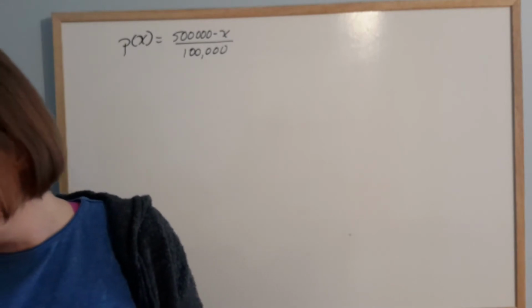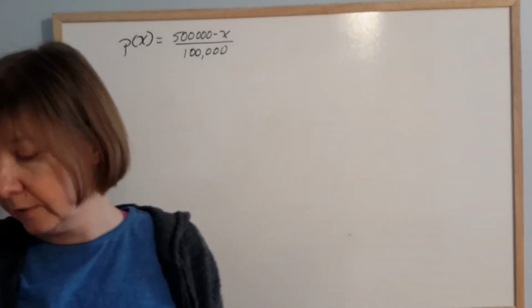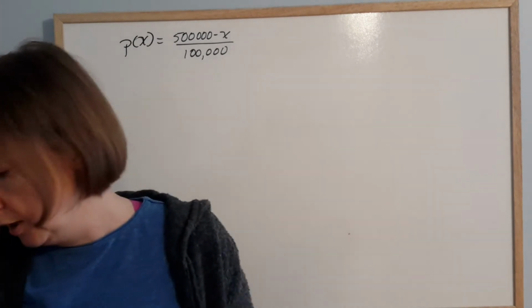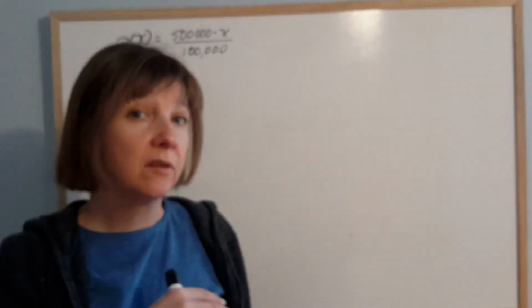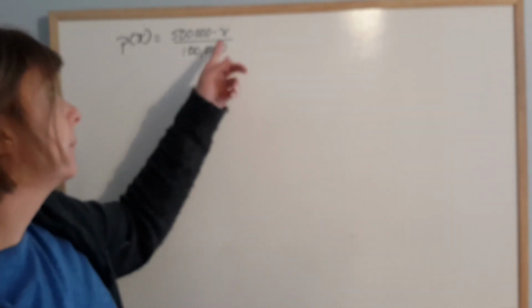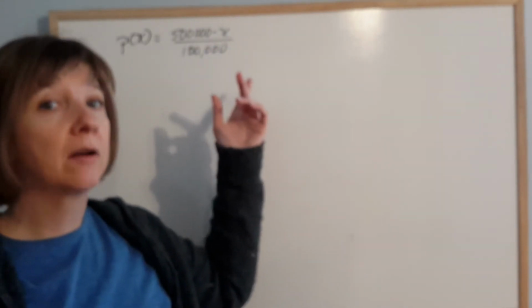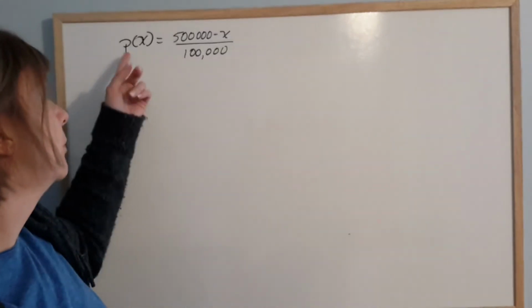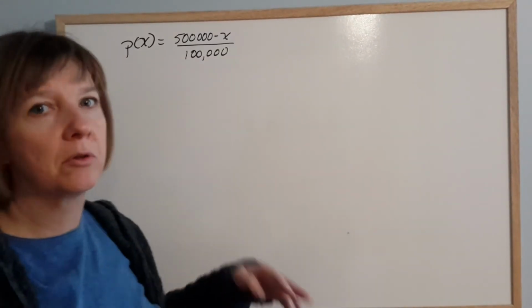P is the price in dollars. X is the number of milkshakes that they make every year. So again, part A says graph this. So you would have to make up values for x, like if I sell 10 per year, if I sell 100 per year, and put it in here and get a little table of values and graph it. We're not going to do that.